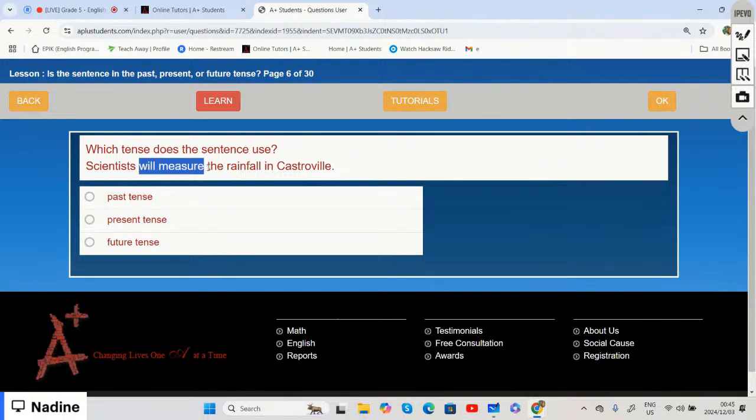Which tense does the sentence use? This is the last one. So will measure, is that the past tense? Is it the present tense, option two, or the future tense, option three? Scientists will measure the rainfall in Castroville. Which one is correct?